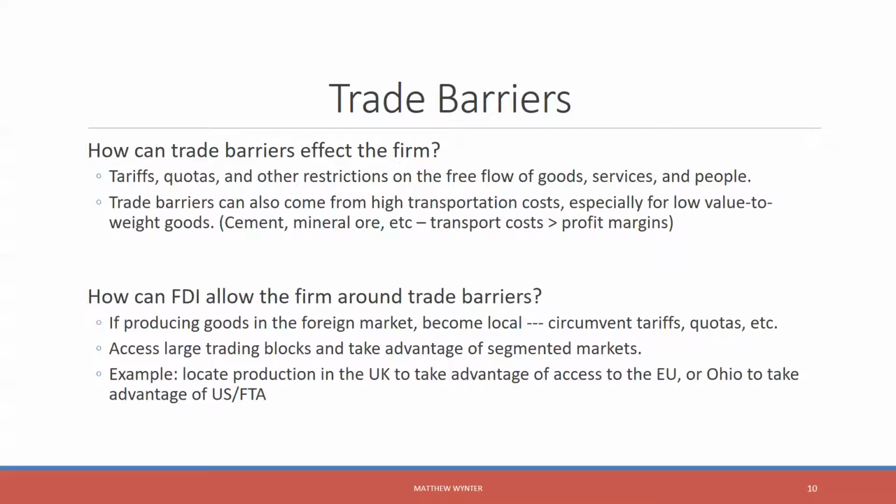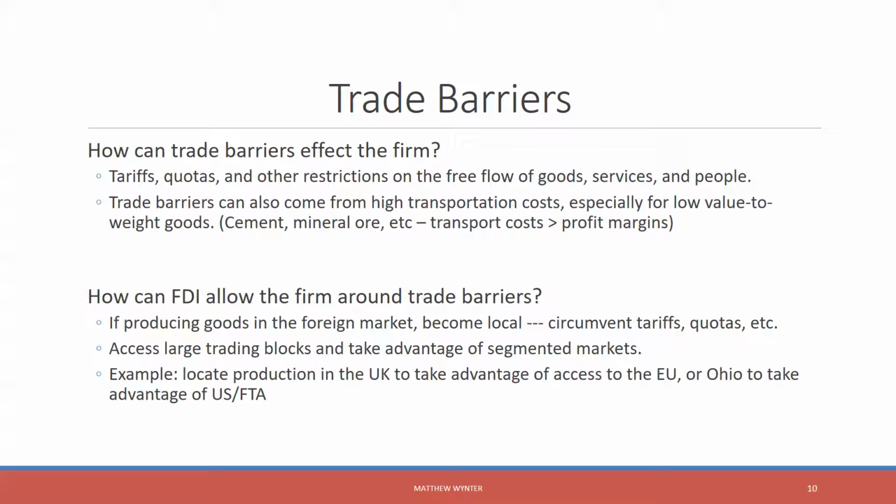And accessing large trading blocs and taking advantage of segmented markets is another way that FDI can allow the firm around trade barriers. For example, we talked about this when we were looking at Brexit, how there were a number of firms, financial service firms, and many other firms that located production in the UK to take advantage of access to the EU, and how once Brexit went through, they lost that comparative advantage. They lost that access to a large trading bloc.